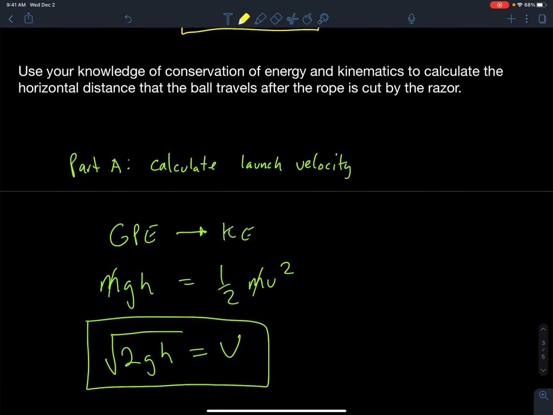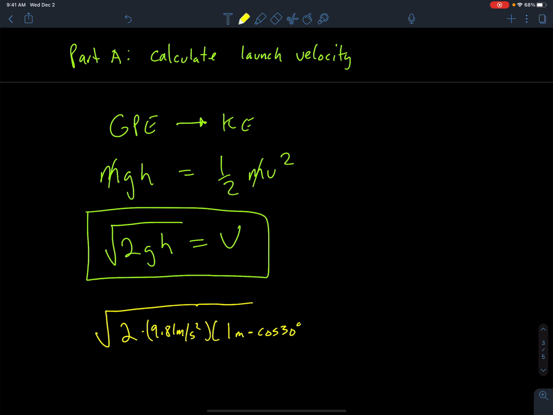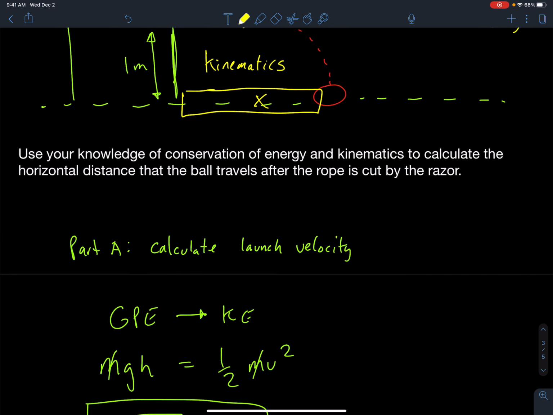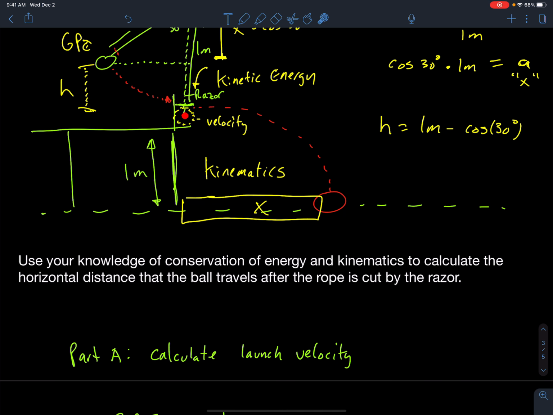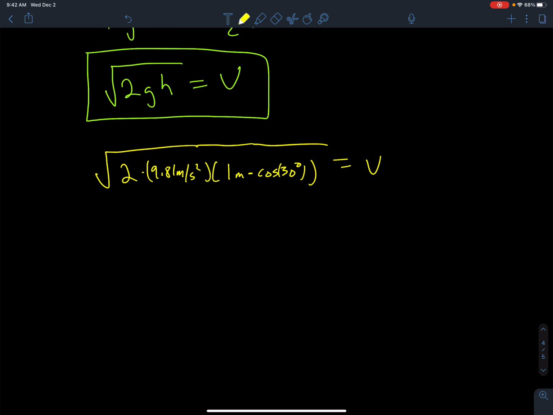Now that we come back over here, I can plug everything in. So the square root of 2 times 9.81 meters per second squared times 1 meter minus cosine of 30 degrees is going to give me my velocity. I'm not going to solve that. You can solve that on your calculators. But once I have that velocity, I have the expression for it, I now have my horizontal velocity. The rest, I'm not going to solve for you. I'm just going to get you to go back to the kinematics videos.